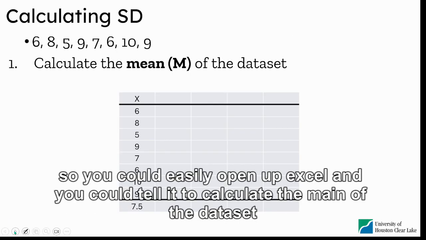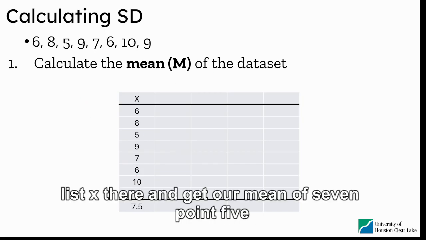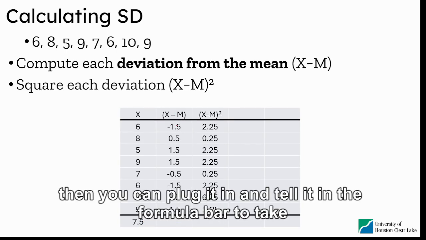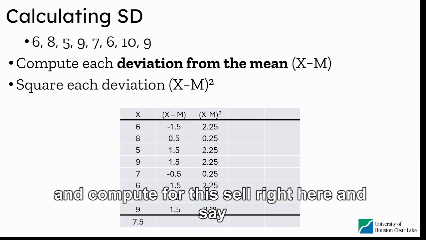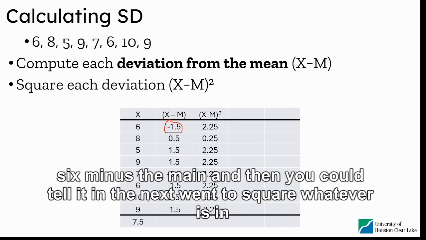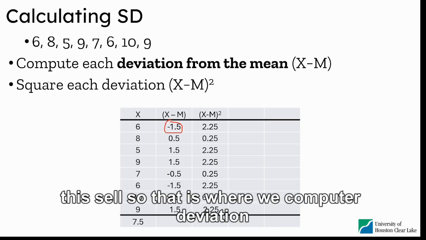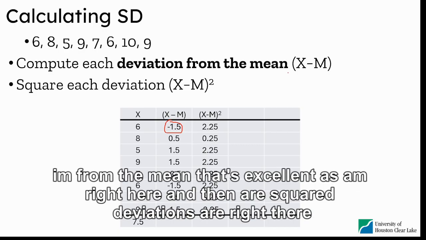You could easily open up Excel and tell it to calculate the mean of the data set. You could list x there and get our mean of 7.5. Then you can tell it in the formula bar to compute for this cell right here, 6 minus the mean. And then you could tell it in the next one to square whatever is in this cell. So that is where we compute our deviation from the mean. That's x minus M right here. And then our squared deviations are right there.